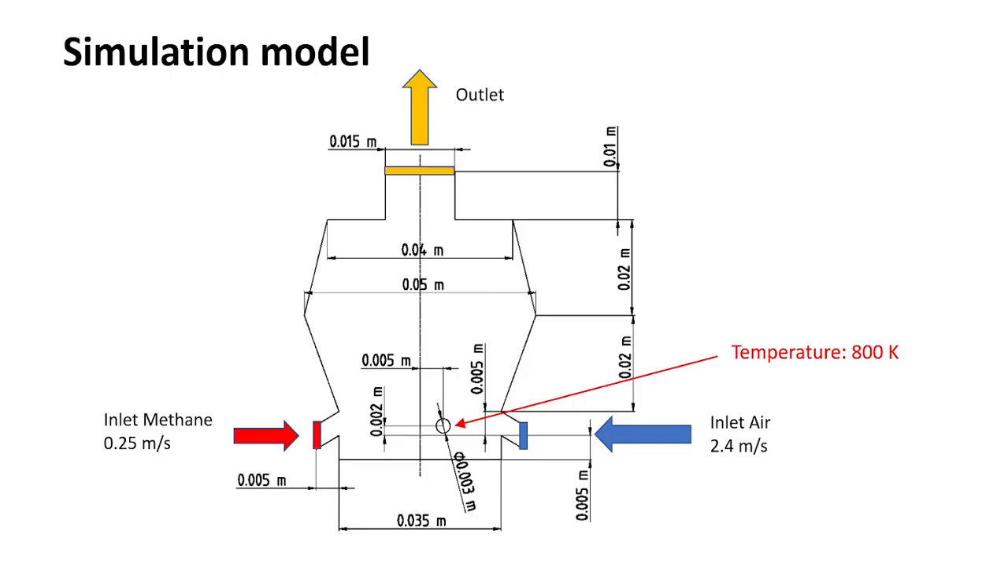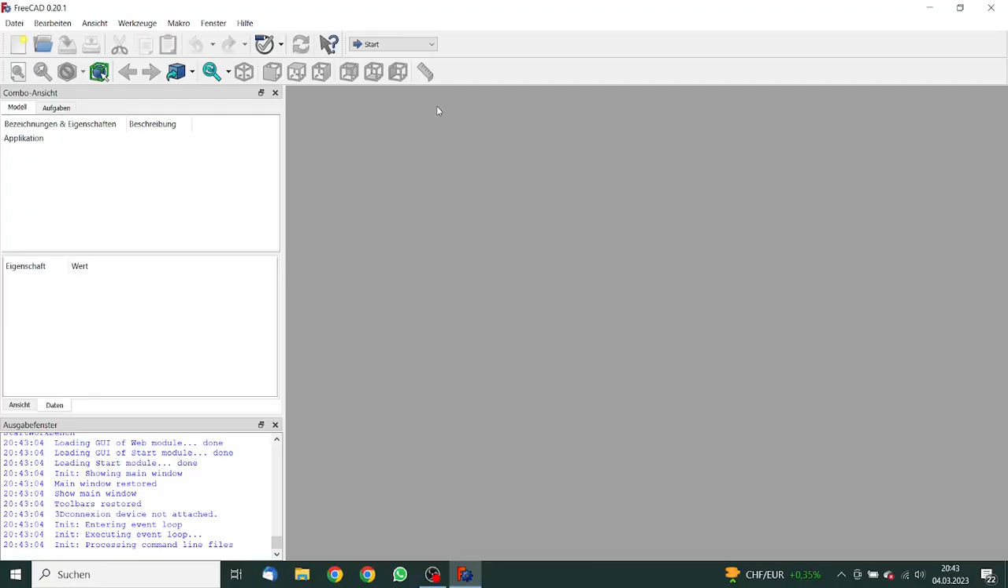And I've made some experiments. Of course, when you use 2000 Kelvin, then the ignition starts earlier. But I found out that if you use 800 Kelvin, then the ignition starts a bit slower. And for simulation, this looks quite interesting. So let's start with FreeCAD.